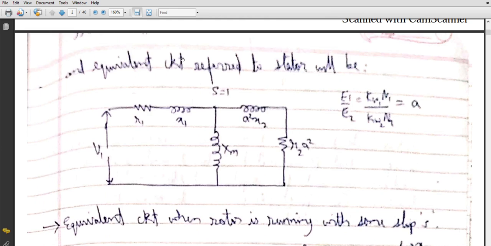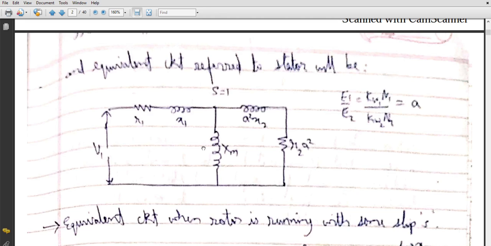This is what we are doing here also. We are referring the rotor parameters to the stator side, or basically we are referring the secondary parameters to the primary, and that's why we are multiplying by A squared. A squared is the turns ratio squared, E1 divided by E2. So we multiply X2 by A squared, and R2 is also multiplied by A squared. Basically, we are multiplying the rotor parameters by A squared.